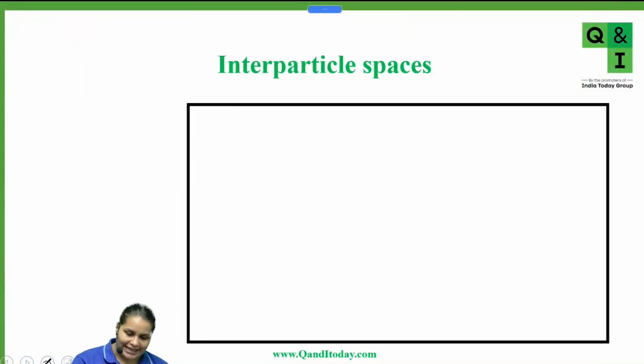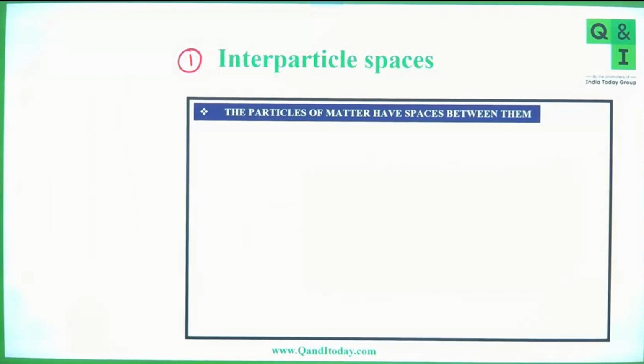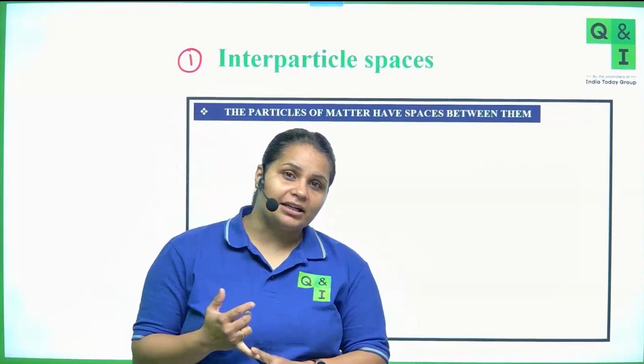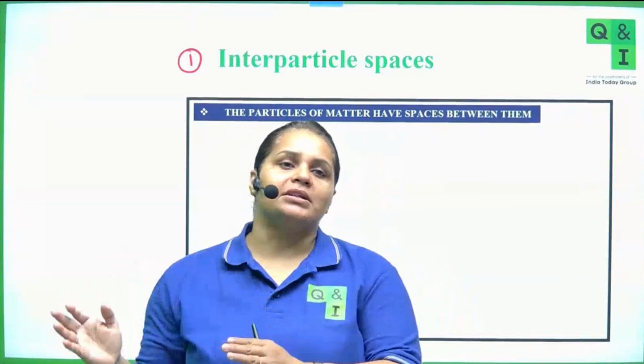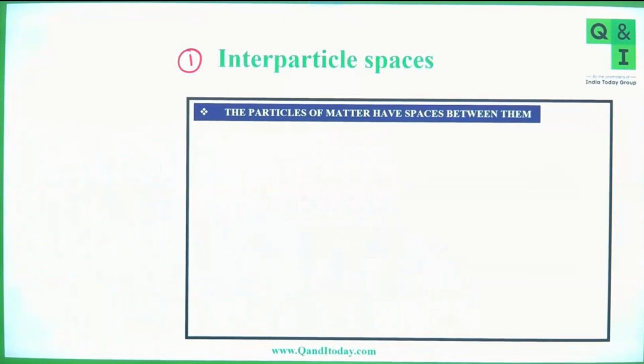Okay, so first characteristic: particles have spaces between them. That's the first characteristic of the particles of matter, that they have interparticle spaces between them, right? I'm not saying intermolecular spaces. You must have heard people say that particles have intermolecular spaces. No, because particles can be atoms, molecules, or ions. So better you call them interparticle spaces.